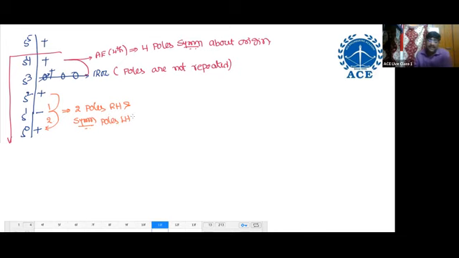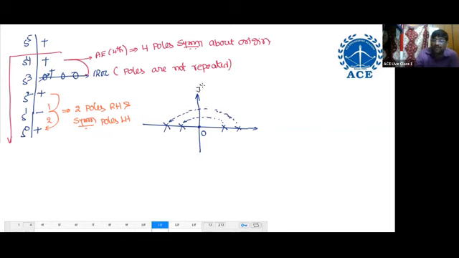Come on, represent it. Two poles on the right, which are non-repeated, like this. And the symmetrical poles should be in the left. So like this. Symmetrical poles should be in the left.